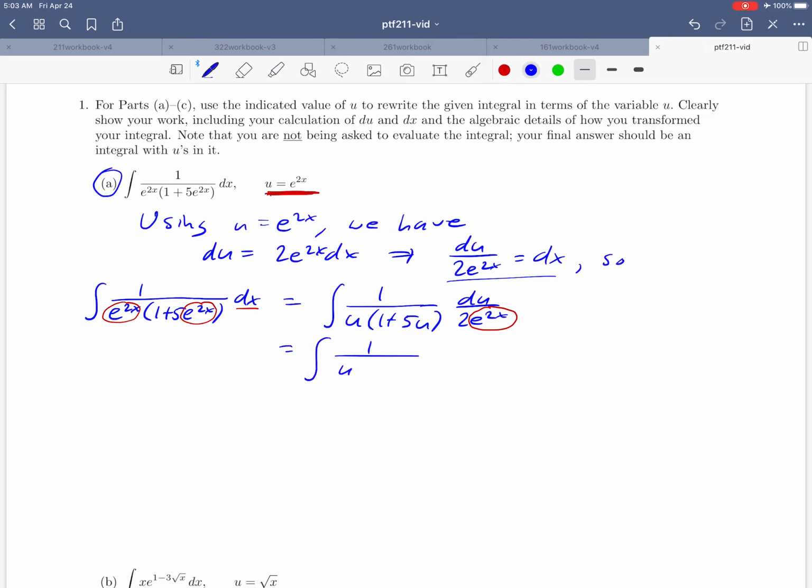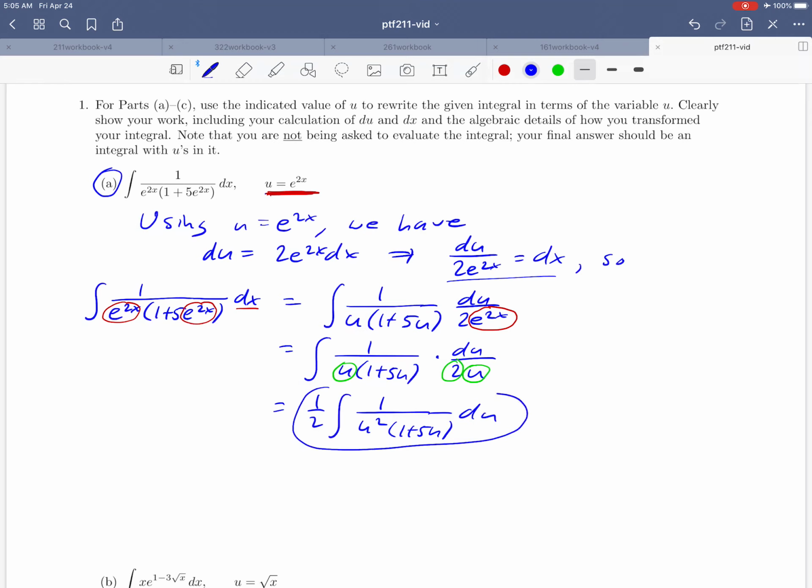This over 2 is a constant that we could pull outside of our integral. And I'm going to do one more thing and take the u that's here and the u that's here and pull those together into one term. Just write this as 1 over u squared times 1 plus 5u. At this point we're done. We've got an integral that's in terms of u's, and that's what they asked us for. Let's move on to the next part here.